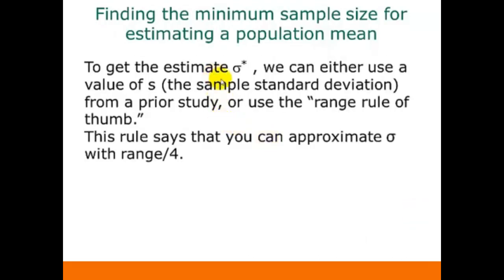Okay, so to get our estimate of our standard deviation, we can either use a value of s, which is the sample standard deviation from a prior study, or we can use what's called the range rule of thumb. This rule says that you can approximate the standard deviation by taking the range and dividing by 4. There are a lot of situations where you can have a pretty good idea what the range of the data would be. And if you divide that by 4, that at least gives you some kind of estimate for the standard deviation.